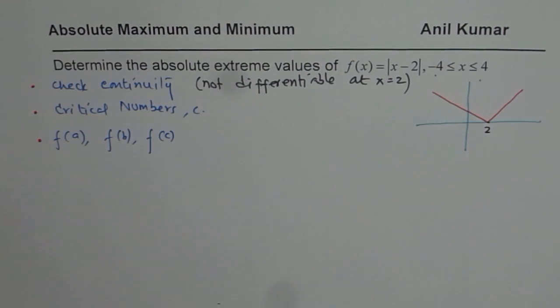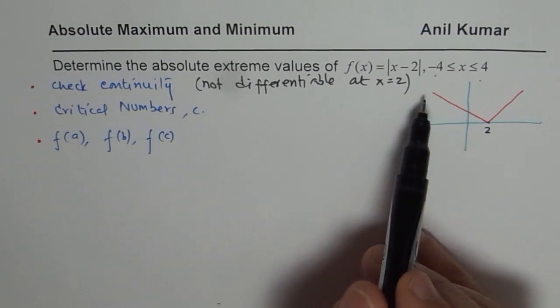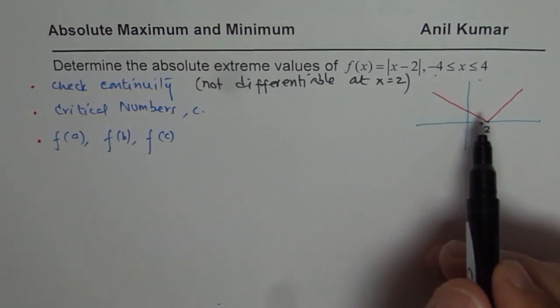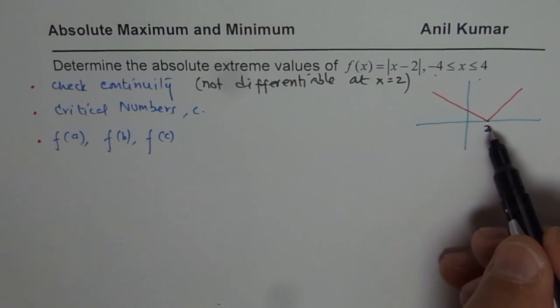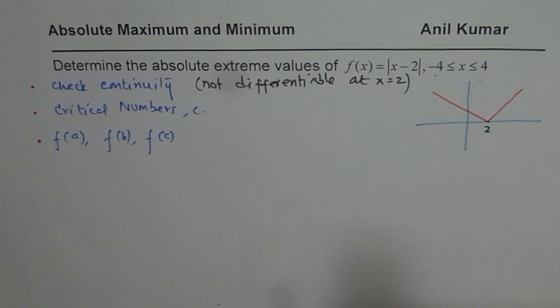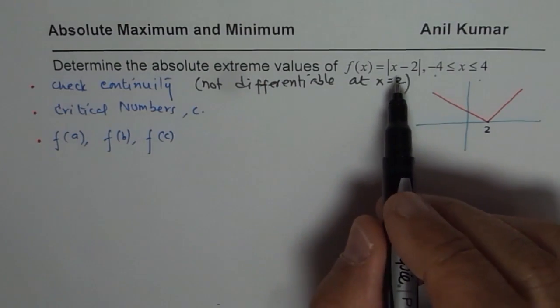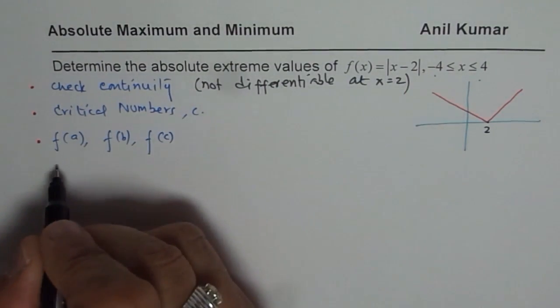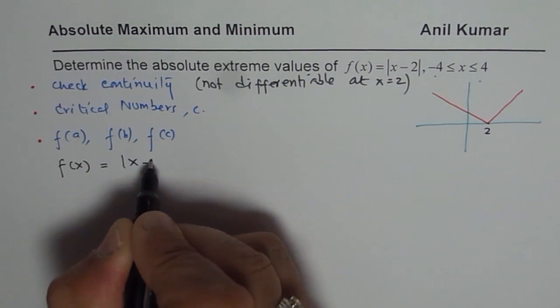So in some books they say to find absolute maximum minimum the function should be differentiable in the given domain. Well, that is not quite right. So here you can see this is actually the absolute minimum value, right? Okay, let's move forward. So we have this function, and let's find derivative of this function. So we have f of x equals absolute x minus 2.